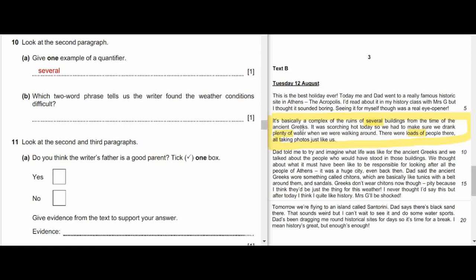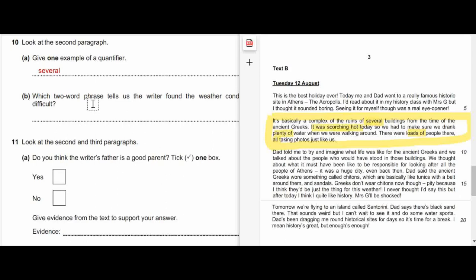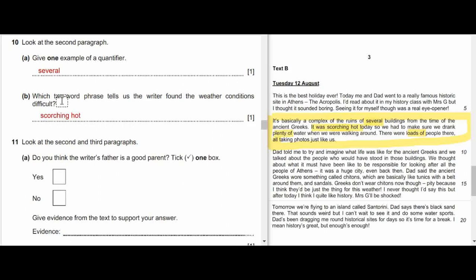Well, I guess it's not too difficult. From the second paragraph, you can find from here it was scorching hot. So scorching hot will be the answer, a two word phrase. We have to answer only two words; more than that is wrong. So follow the instruction. Next, question 11.